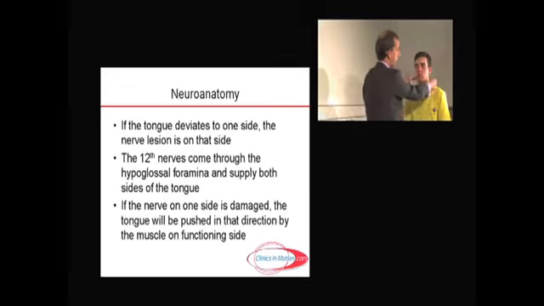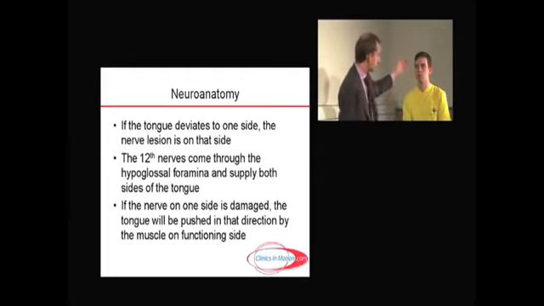the 12th nerves come from the hypoglossal foramina and supply both sides of the tongue. So if Donica had damaged for some reason his right 12th nerve at nuclear level, at foraminal level or elsewhere, then the nerve supply into the right side of his tongue is lost, of course. So when he goes to stick out his tongue, the tongue will deviate to the side of the lesion because it's pushed over by the functioning left-hand side.